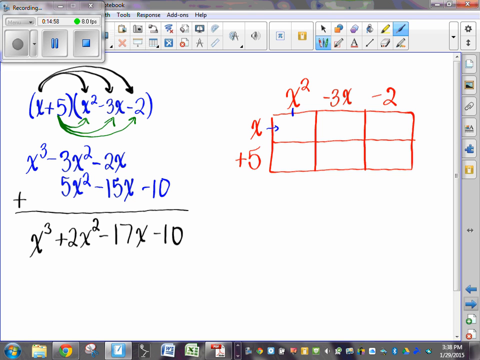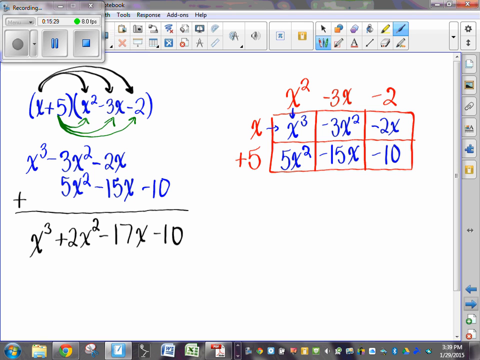So here we go. x times x squared is x cubed. And then x times negative 3x is negative 3x squared. And x times negative 2 is negative 2x. So then I'll do the 5. 5 times x squared is 5x squared. 5 times negative 3x is negative 15x. And 5 times negative 2 is negative 10.